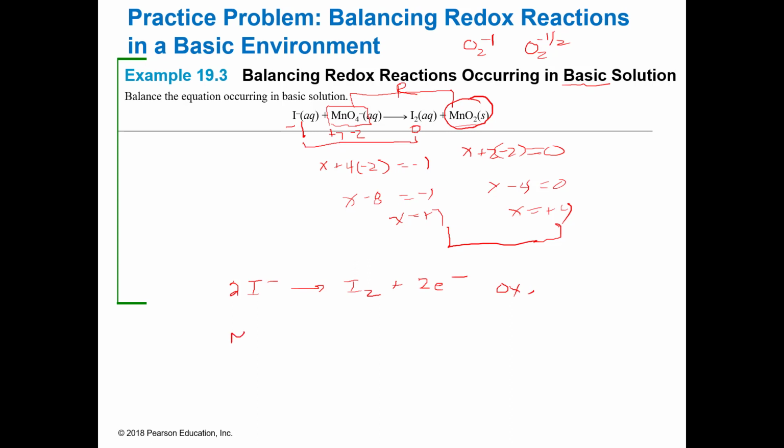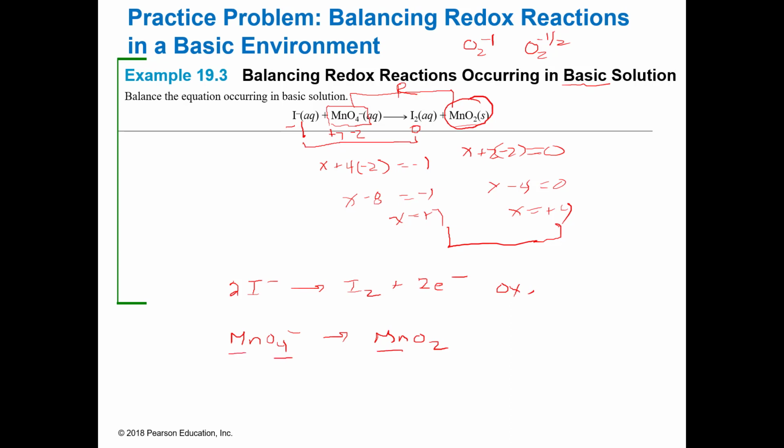So the permanganate, you've got MnO4 negative, and that's going to MnO2. So let's look and see what needs to be balanced here. We have 1 manganese here and 1 manganese here.